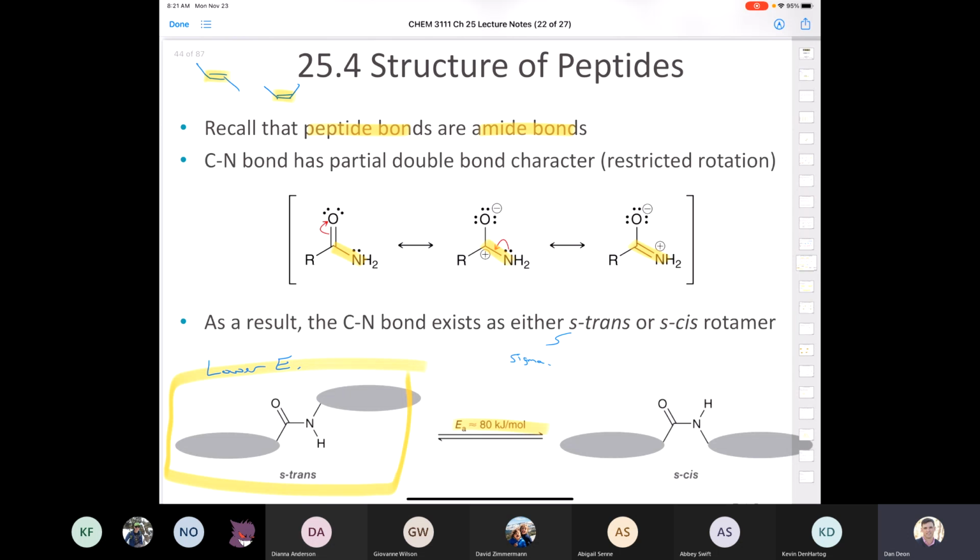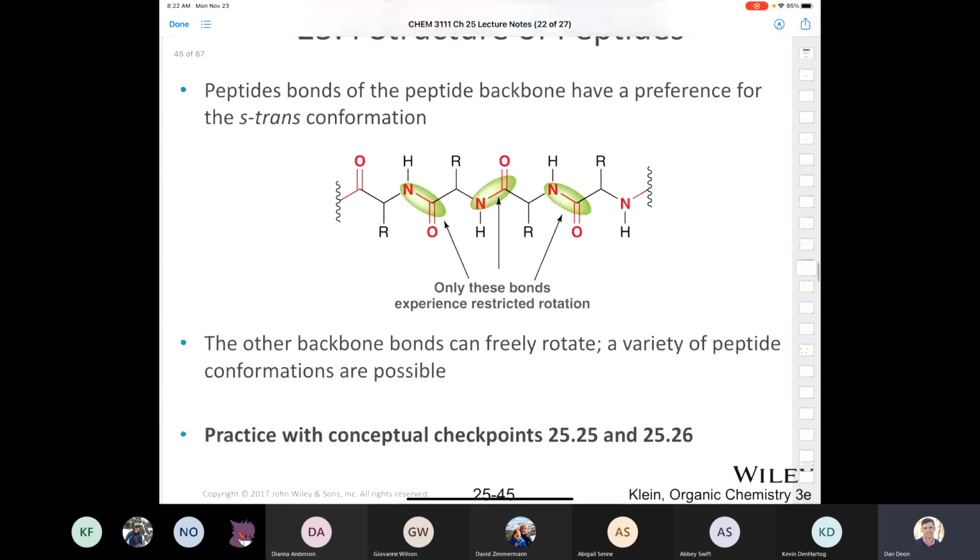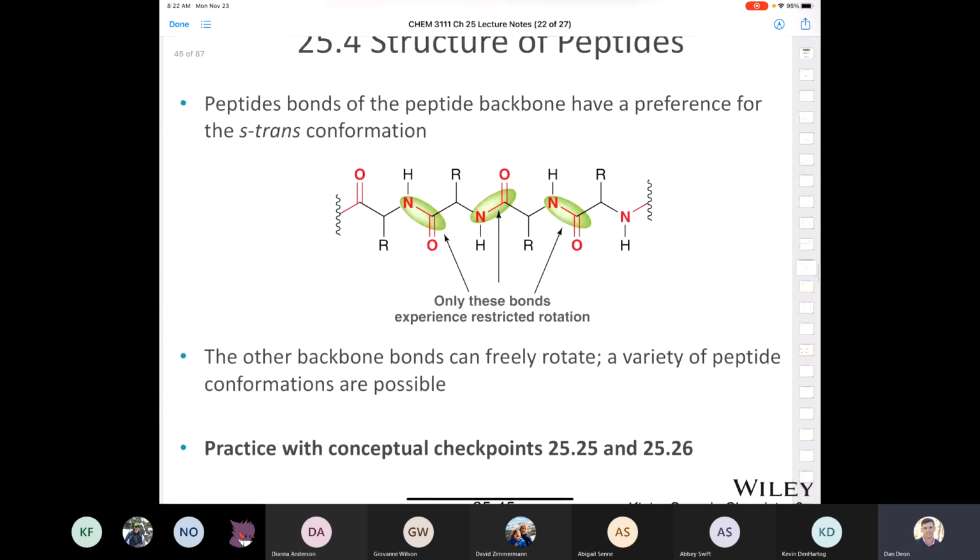Now you might be wondering, okay, well, what's the fallout of all this? What's the result of this high barrier of rotation for all these carbon-nitrogen bonds that you find in amide linkages that are found in peptides or proteins? Well, because those bonds have a preference for the S-trans conformation, it provides some rigidity to the structure of a peptide or a protein.